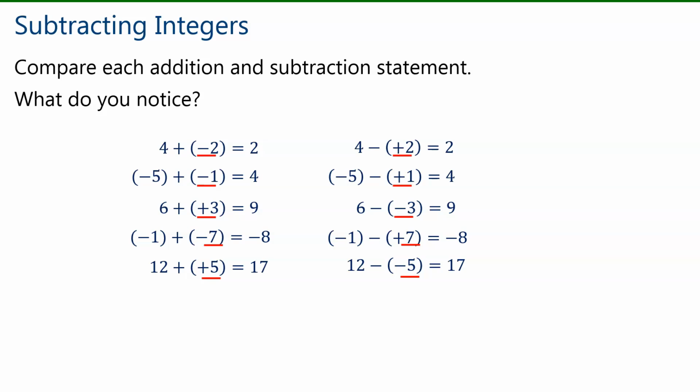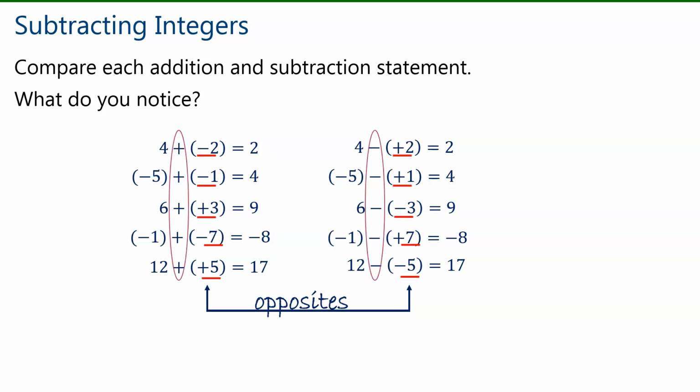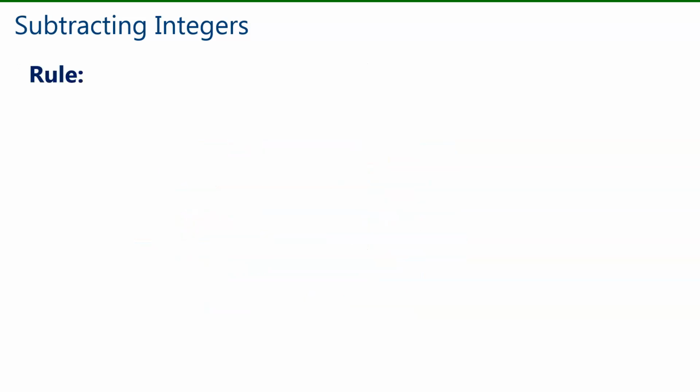You might have noticed that they were the same but opposites. -2, +2, -1, +1, and so on. And of course, we changed each of the addition signs to a subtraction sign. So what's happening here is adding the opposite is the same as subtracting. So we just essentially developed our rule for subtracting integers. Our rule is to simply add the opposite.